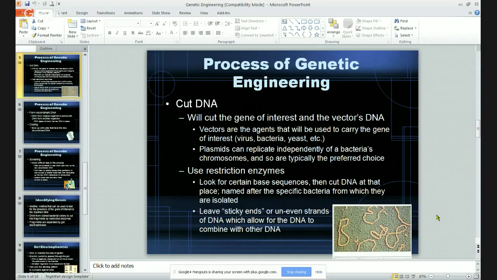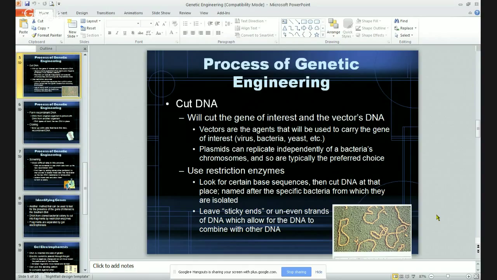So basically they're going to cut out the gene of interest and then the vector's DNA. So whoever's going to get that gene, whoever's going to have to produce that gene, generally it's going to be bacteria. I'm going to get ahead of myself, I'm sorry. The plasmid DNA can replicate independently, so they tend to be the preferred choice.